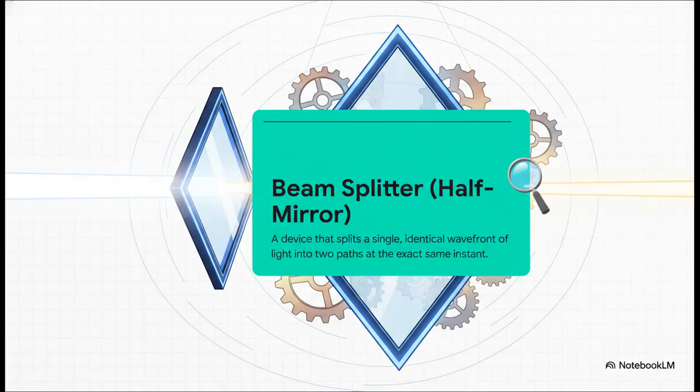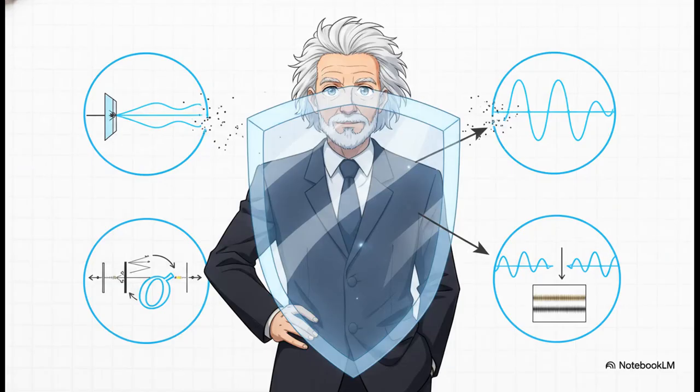And the whole standard argument really boils down to this one crucial piece of equipment, the beam splitter. Its entire job is to take one single wavefront of light and split it perfectly in two. Now the key part, according to the mainstream view, is that this happens at the exact same instant. If both beams start their race at the exact same time, well, there's just no room for any kind of timing trick, right?